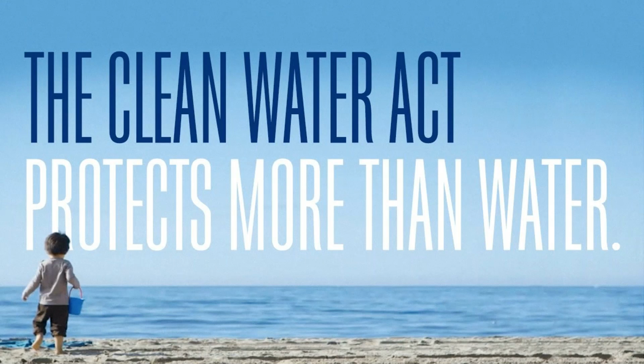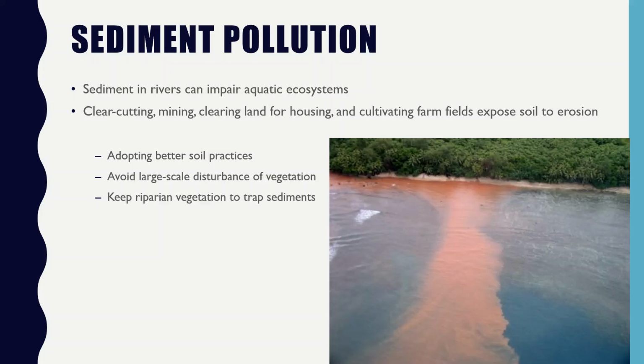We also have issues with sediment pollution, which is basically erosion. So you have soil that's running into waterways that is clogging up waterways. So if you do clear cutting of forest or mining, or you clear land for housing, you basically increase erosion. Same thing with farms. So we need to adopt better soil practices, kind of avoid these large scale disturbances of vegetation. And we need to keep the vegetation on the shoreline because that acts as a trap for sediments.